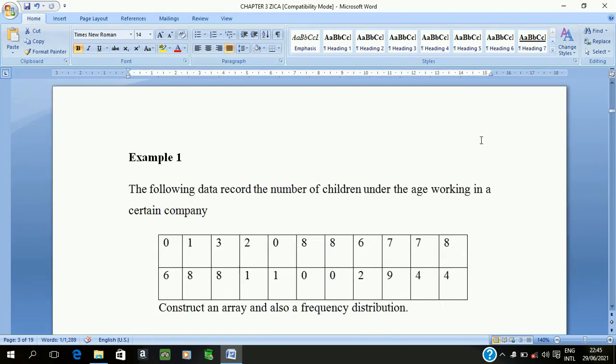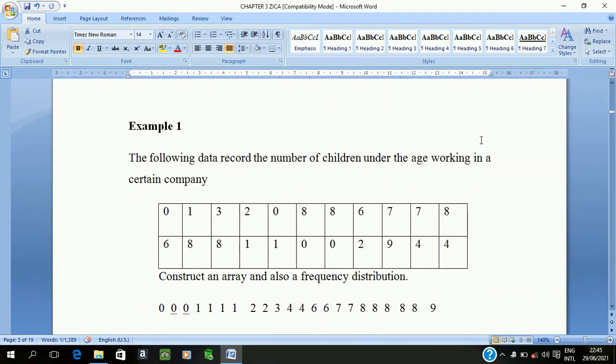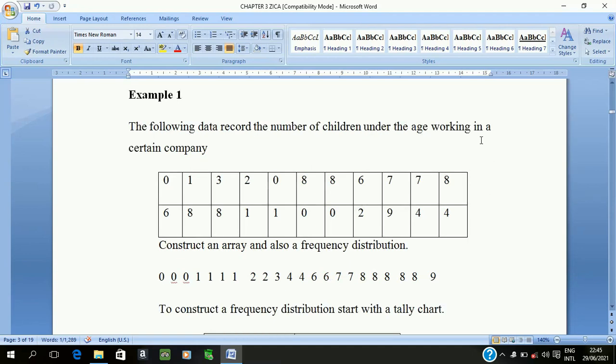Let's look at an example of a frequency distribution, where we have numbers such as 0, 1, 2 in the distribution. The following data is a record of the number of children under a particular age working in a certain company.